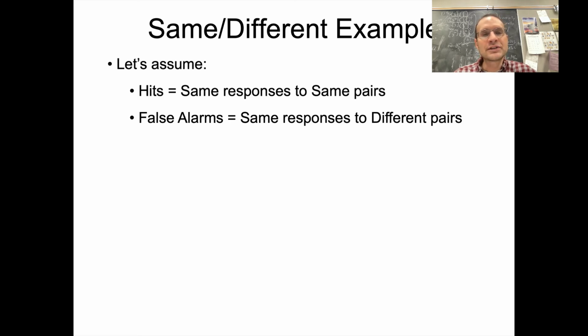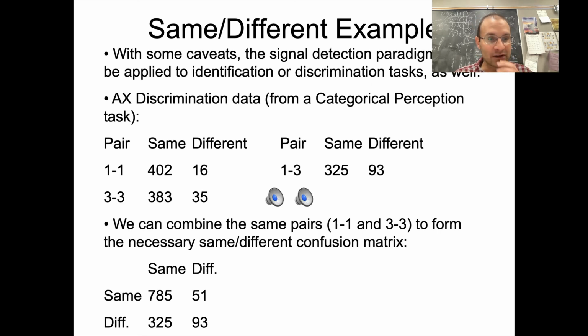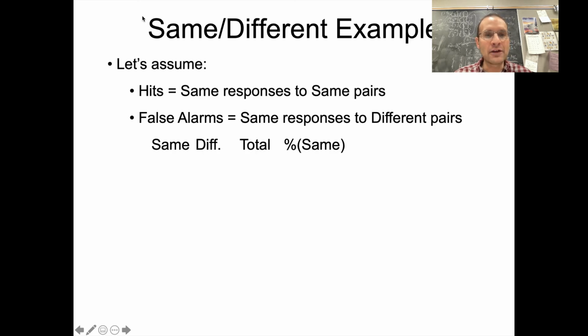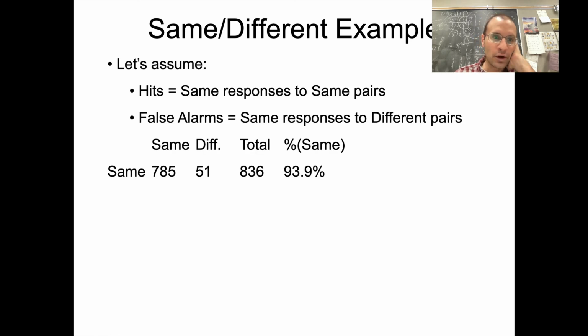Yeah, so we'll assume that hits are same responses to the same pairs, and then false alarms are same responses to different pairs. So this is the number of correct hits here, and these are the number of false alarms down here. And then we just run the math appropriately. So we need to know the total number of times that these stimuli have been presented to listeners, and then how often out of those total number of times you get hits or false alarms.